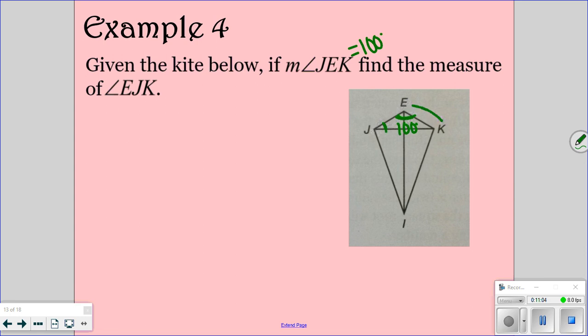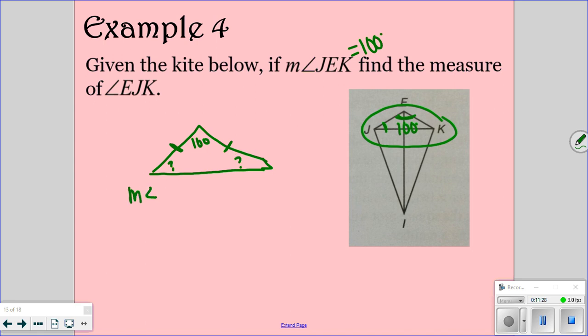So if you look here, I'm going to draw it a little bit bigger. If this is 100 up here, we know that these side lengths are congruent on the kite. That's part of the definition, that the consecutive sides are congruent. And so if we're looking for this angle here, it's going to be equal to that angle there.